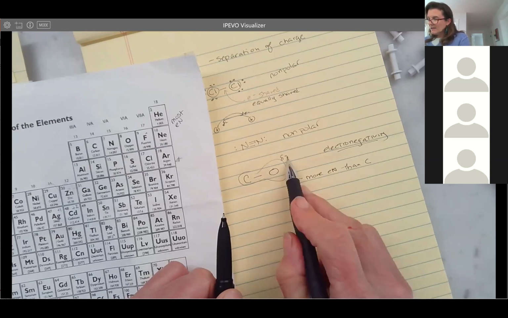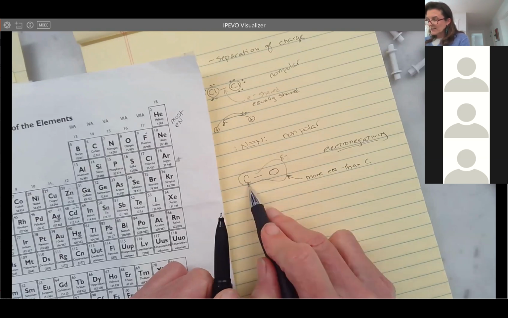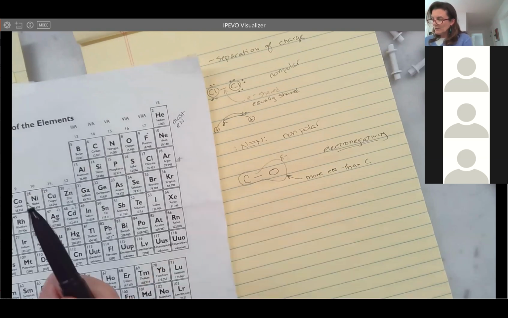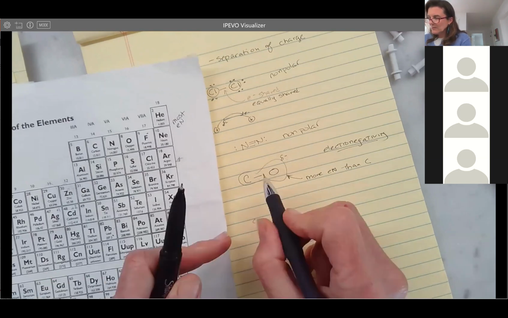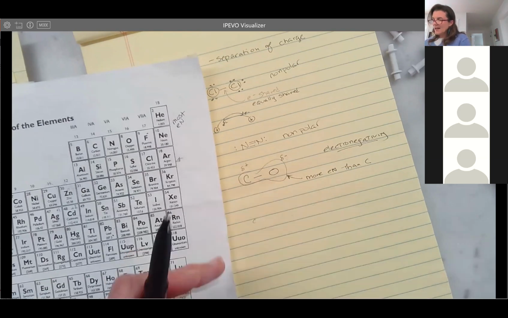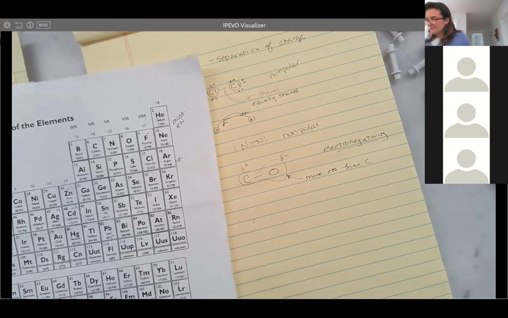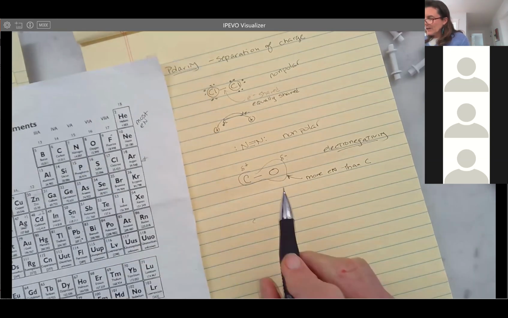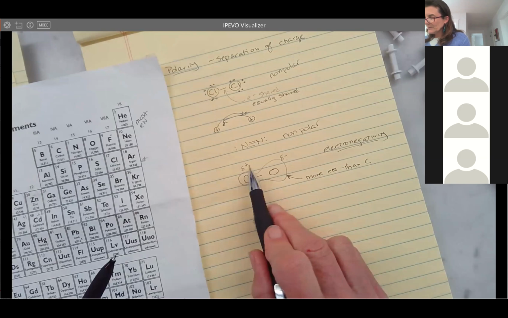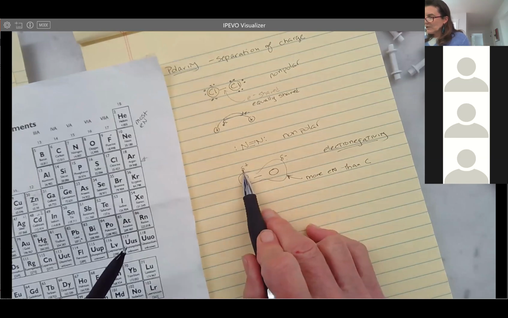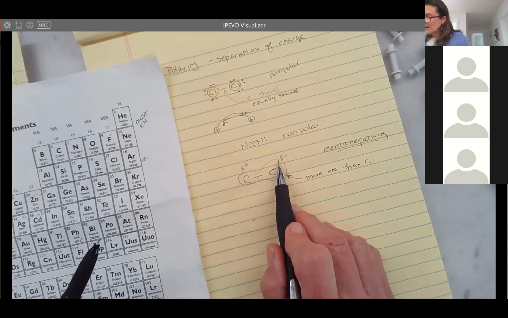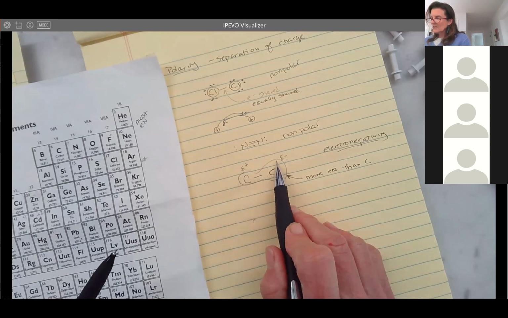And that electron density came from carbon. Carbon lost electron density. It started out with some amount when it was by itself, and then it lost some to the oxygen, and it's now got a partial positive. So we have a separation of charge. And that separation of charge is what results in polarity. So this is a polar bond.